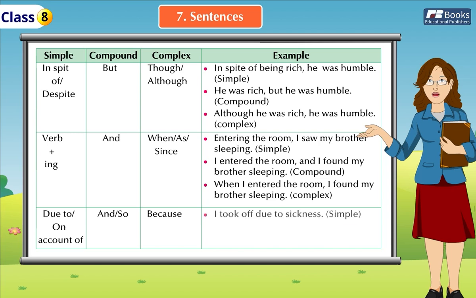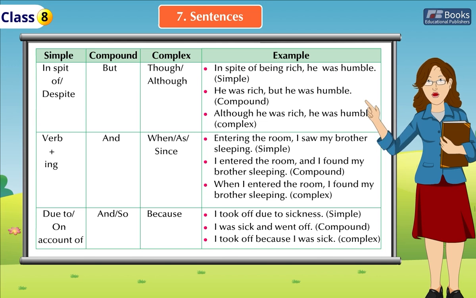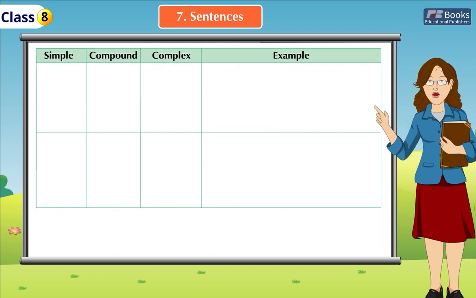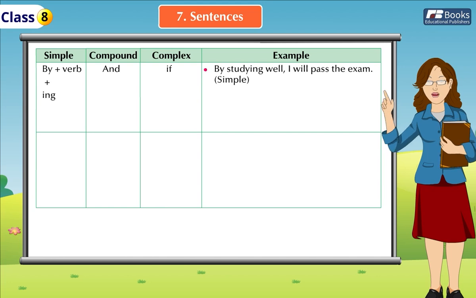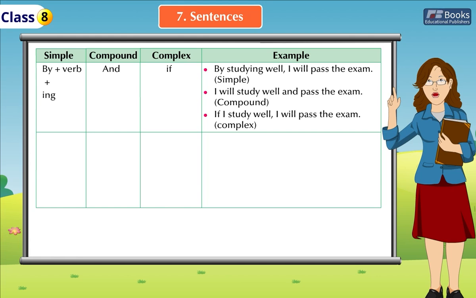Example: I took off due to sickness. Simple. I was sick and went off. Compound. I took off because I was sick. Complex. Simple: by plus verb plus ing. Compound: and. Complex: if. Example: by studying well, I will pass the exam. Simple. I will study well and pass the exam. Compound. If I study well, I will pass the exam. Complex.